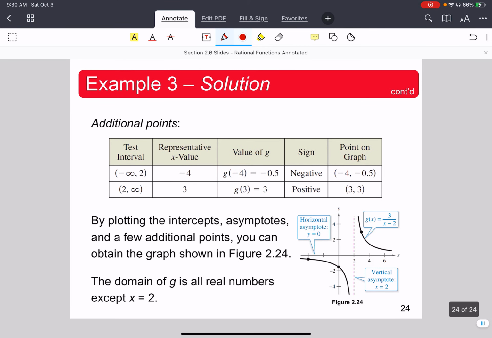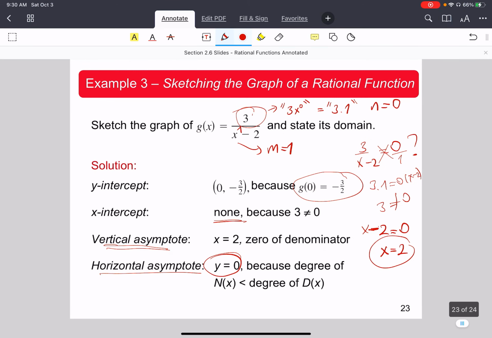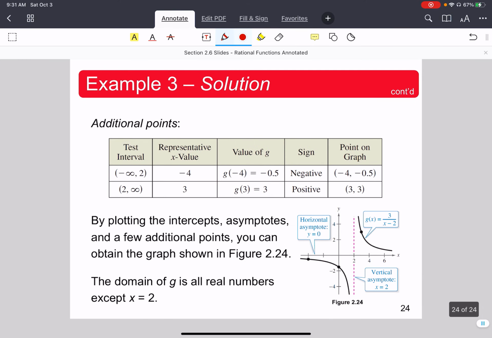So now we do this idea of test intervals. Because I don't have any zeros, there's no x coming from there because the top is never going to be solvable. So this function doesn't have any zeros because the top doesn't have any x. The only thing we're going to include in the table is the vertical asymptote, which is x equals 2. So we include that value.